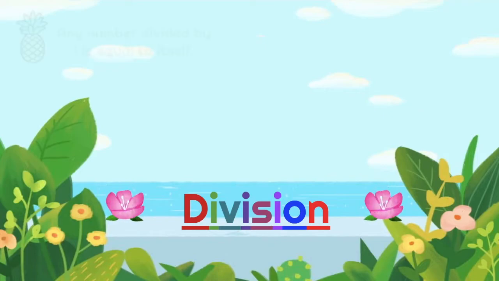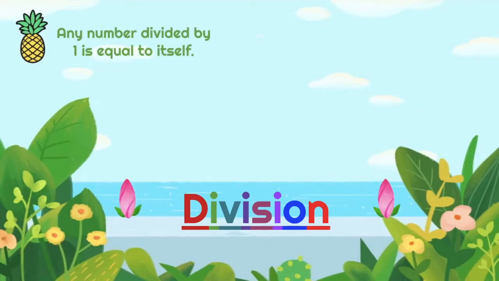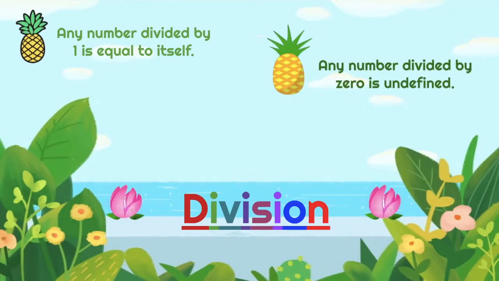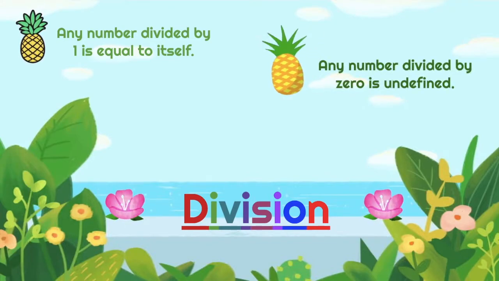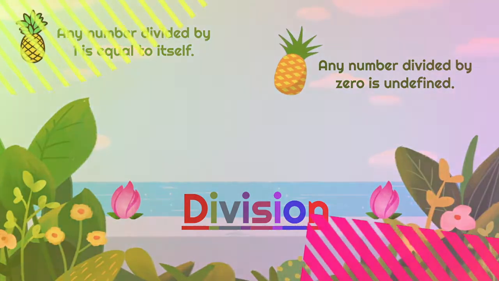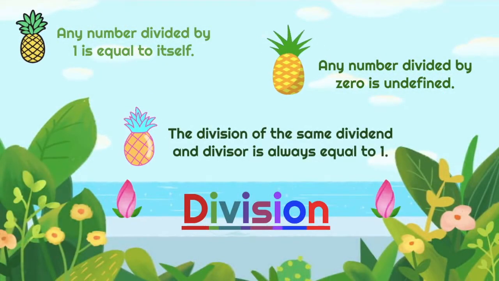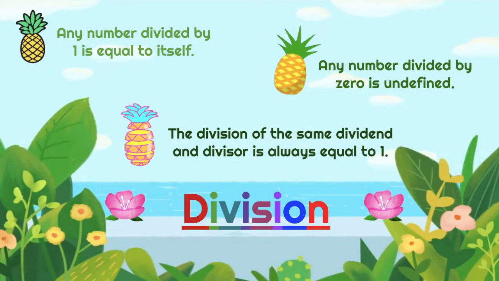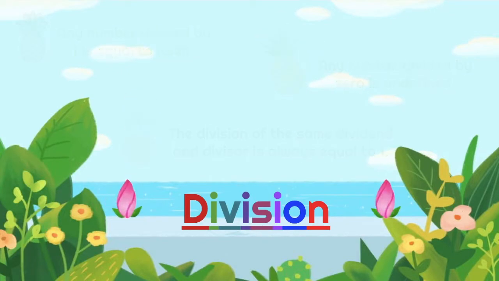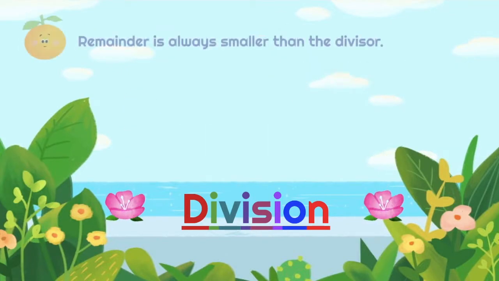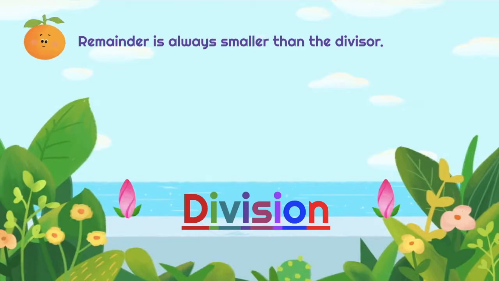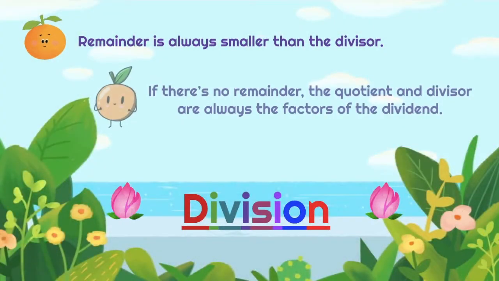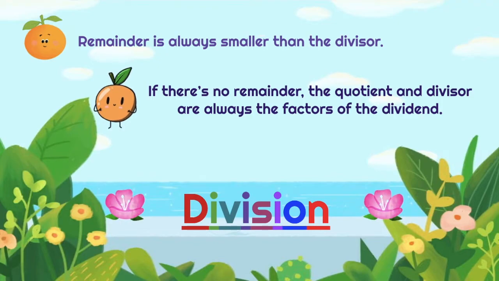Other basic facts are: any number divided by 1 is equal to itself. Any number divided by 0 is undefined. The division of the same dividend and divisor is always equal to 1. We must keep in mind, learners, that the remainder is always smaller than the divisor. Next, if there is no remainder, the quotient and the divisor are always the factors of the dividend.